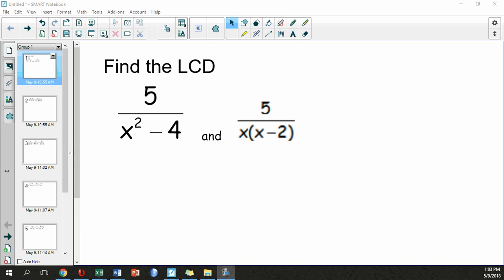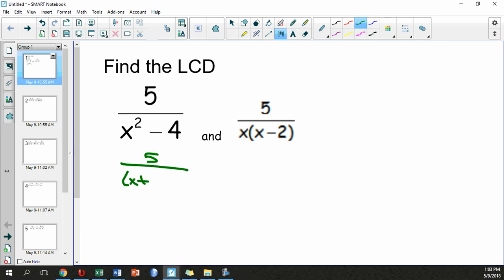Okay, if you find the LCD between the first fraction and the second fraction, what do you have to do first? If I take the first denominator and factor that, that gives me an x plus 2 times an x minus 2. And if I take the second denominator, it is already factored, so what is my LCD between the two?